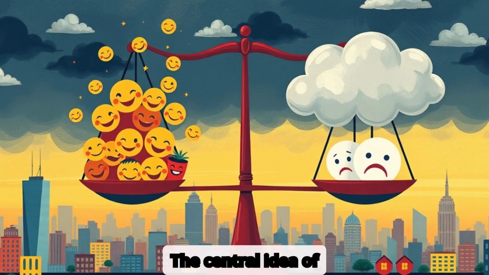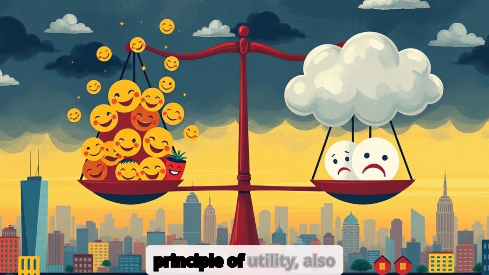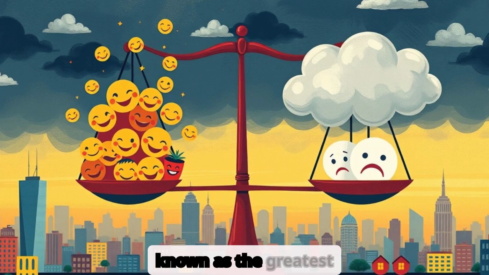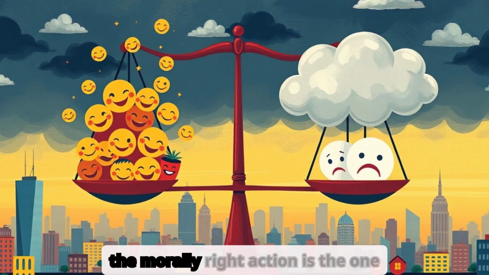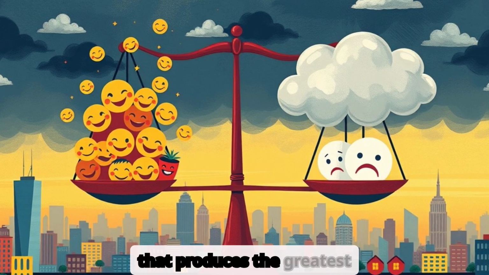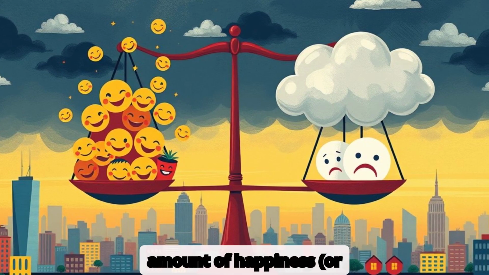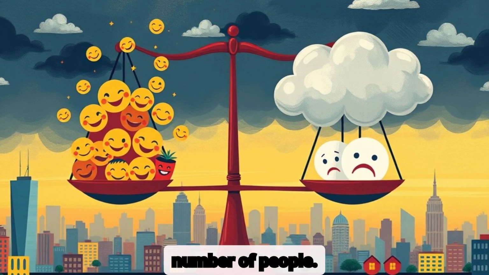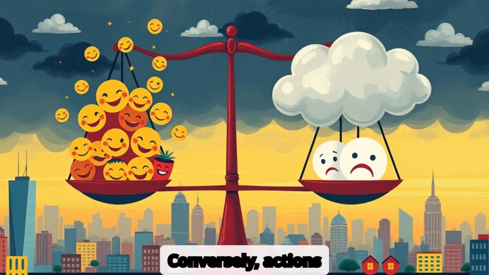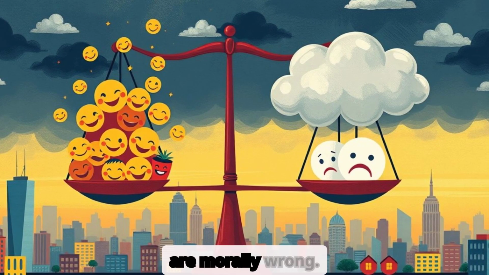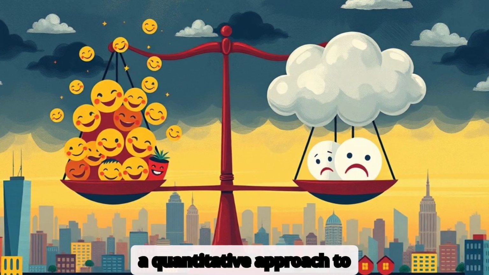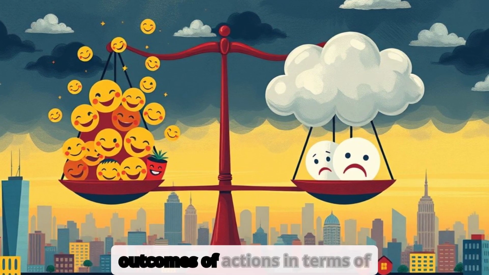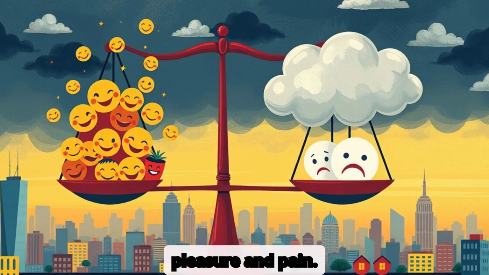The central idea of utilitarianism is the principle of utility, also known as the greatest happiness principle. This principle asserts that the morally right action is the one that produces the greatest amount of happiness, or pleasure, for the greatest number of people. Conversely, actions that produce pain or suffering are morally wrong. Utilitarianism takes a quantitative approach to ethics, measuring the outcomes of actions in terms of pleasure and pain.